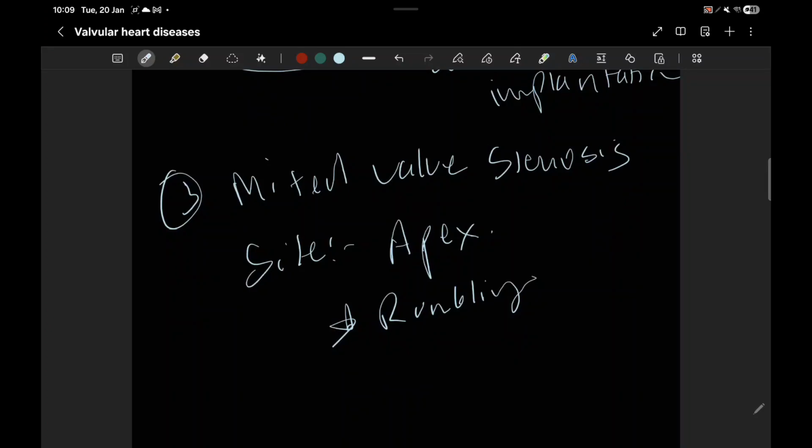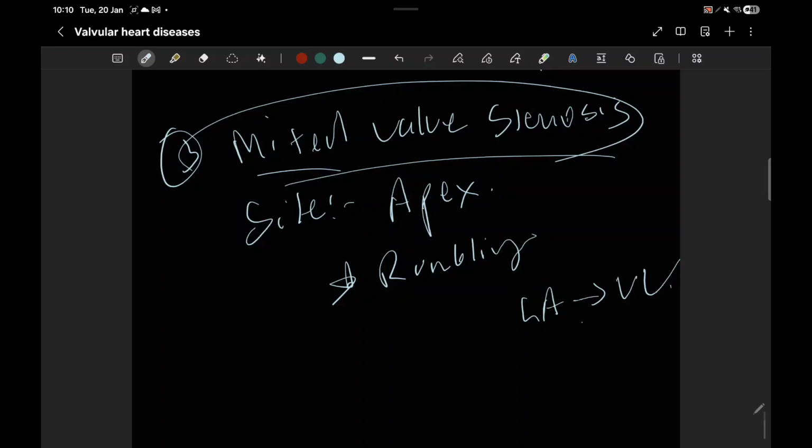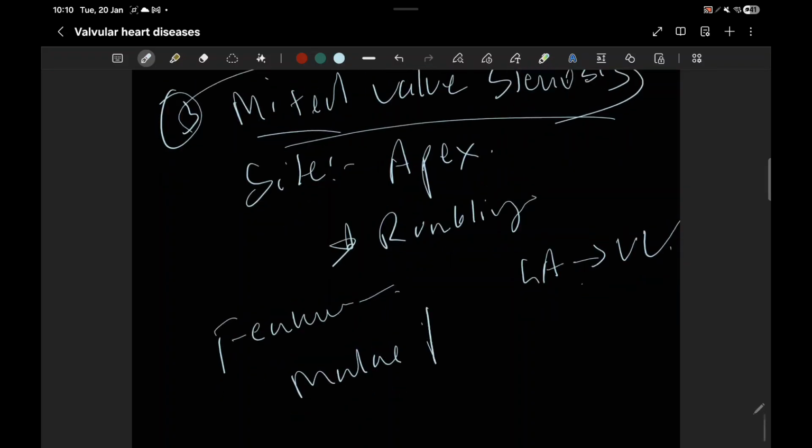Also, the mitral valve is narrowed, so there is a resistance from the LA to the LV because of the mitral valve stenosis. And what are the features? You see patients coming with malar flush, which is facial flushing due to chronic hypoxia.